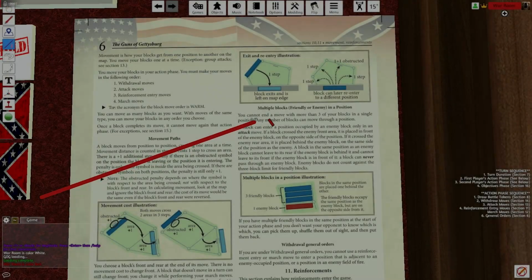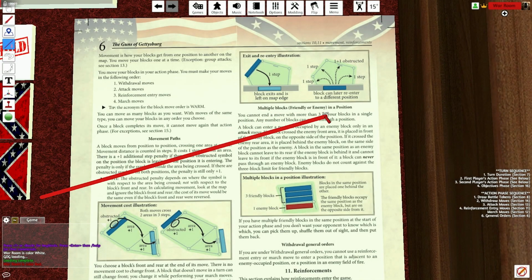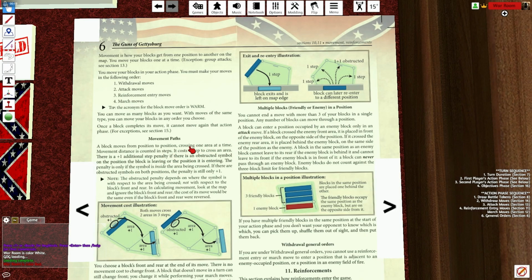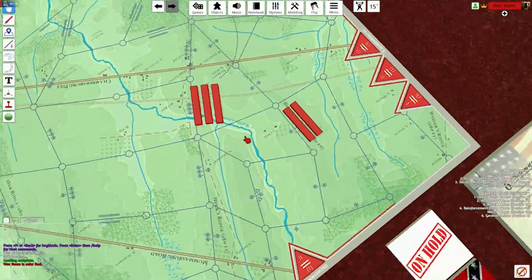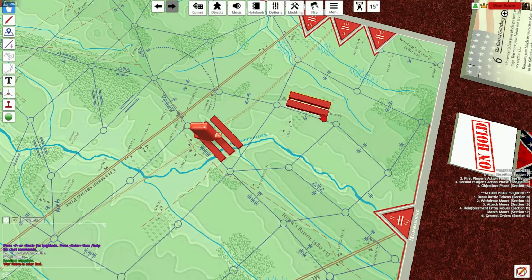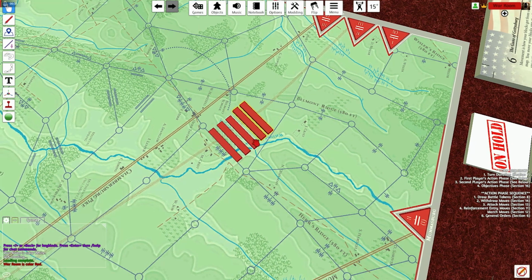Alright, so next we're going to talk about multiple blocks, friendly or enemy, in a position. I'm going to do this slowly and one step at a time so you can understand this. You cannot end a move with more than 3 of your blocks in a single position. Any number of blocks can move through a position. So, in this example right here, I have 3 Confederate blocks in that position. You cannot end up with more than 3. That would be illegal. It looks cool, but it's illegal. However, any number of blocks can go through the position.